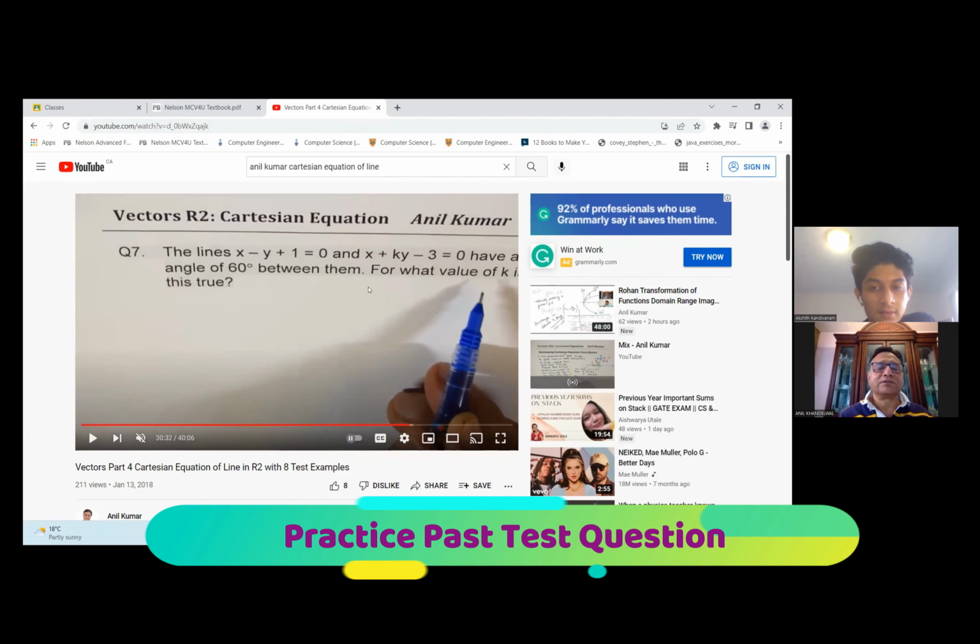Can you please read this question? Yes, sir. The lines x minus y plus 1 equals 0 and x plus ky minus 3 equals 0 have an angle of 60 degrees between them. For what value of k is this true? Right, so this follows the same concept, right? Dot product. Yes. Great. Next question.